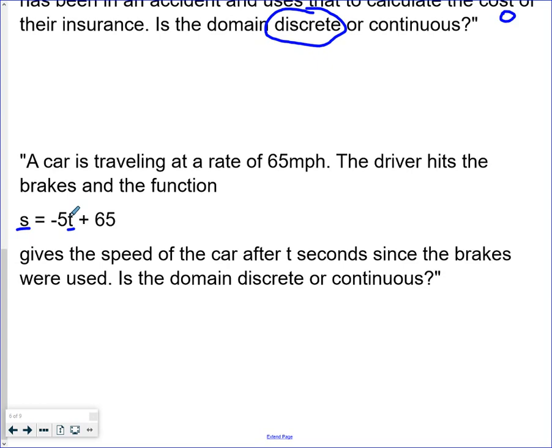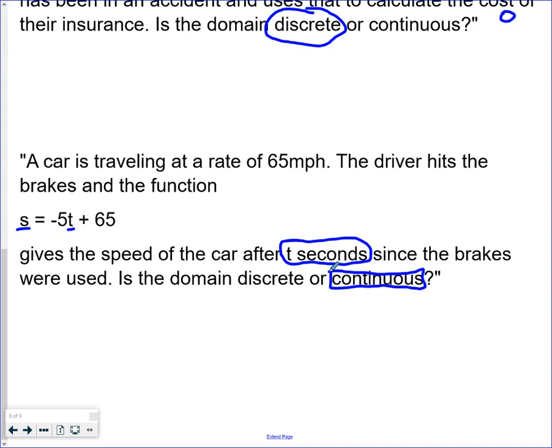Our question is, is this discrete or continuous? Well, because it's time, because it's something we can measure, it's going to be a continuous domain. Because we can put in half a second, or 1.23 seconds, or 5.6 seconds. So our time, while it can't be negative, can be these decimals and fractional numbers. Therefore, it is a continuous domain because it can include these oddball numbers.